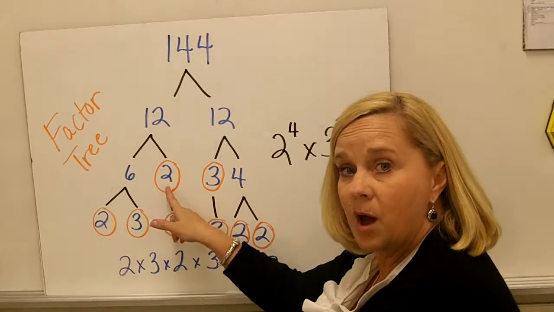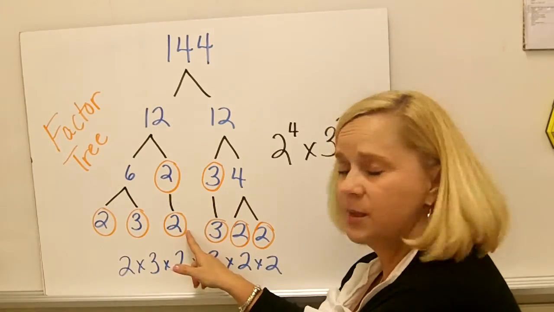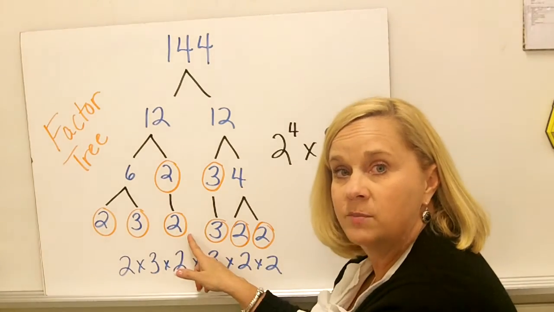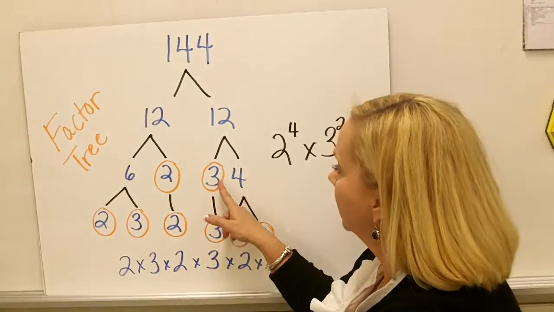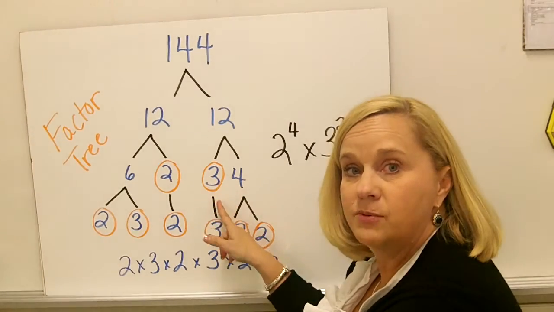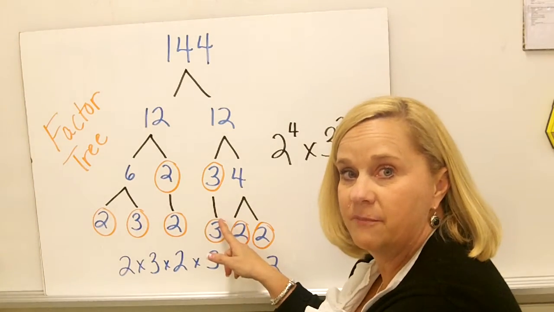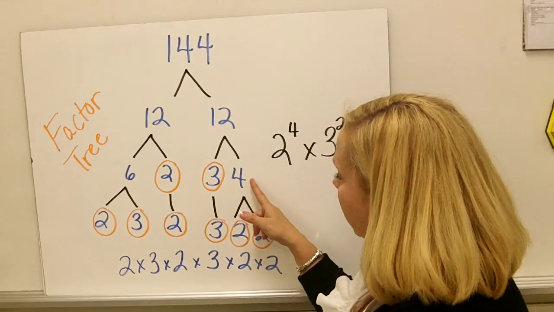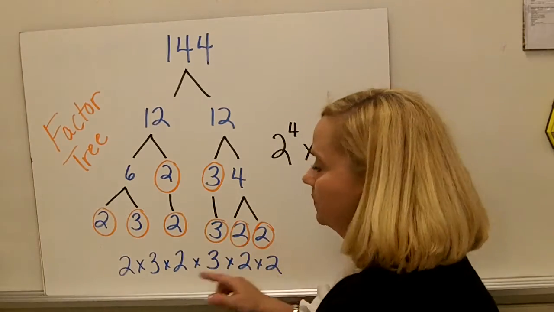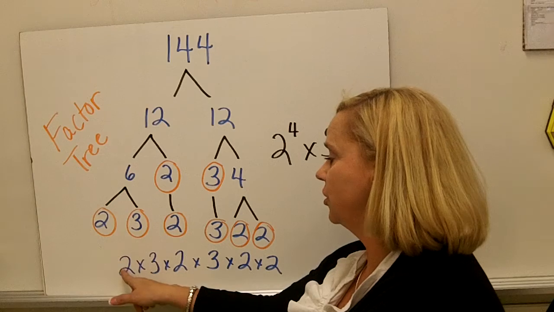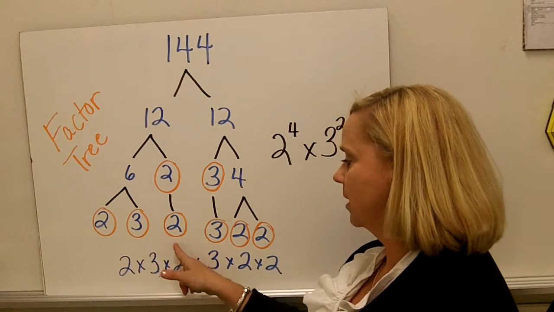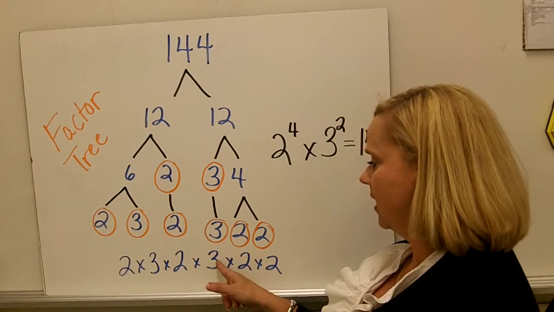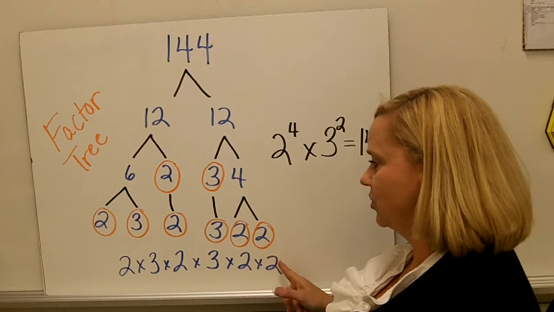Since 6 is not prime, I have to break it down into 2 times 3. I already have 2 as a prime number, so I'm just simply bringing it down to the bottom tier of my factor tree. 3 again is a prime number. I'm just bringing it down to the bottom level of my factor tree. 4 I have to break up into 2 times 2. So now my expression is 2 times 3 times 2 times 3 times 2 times 2.